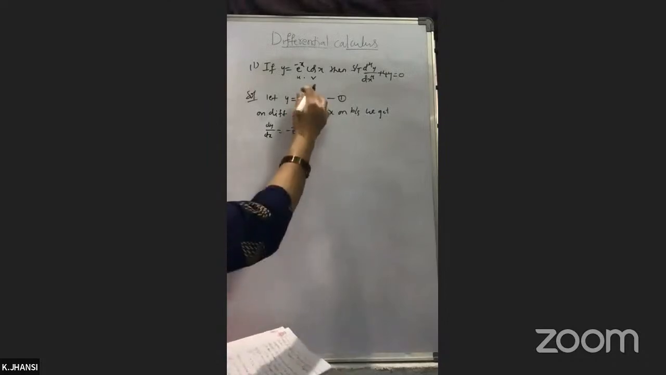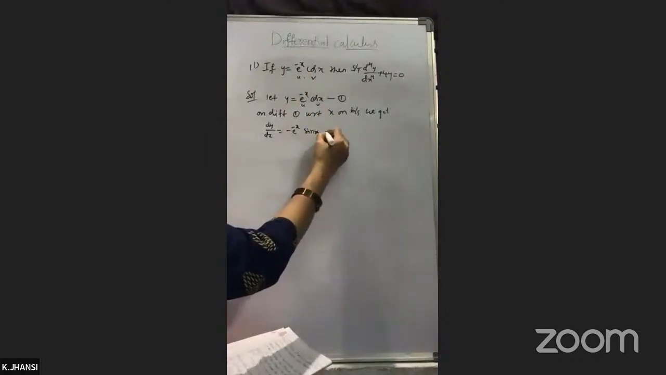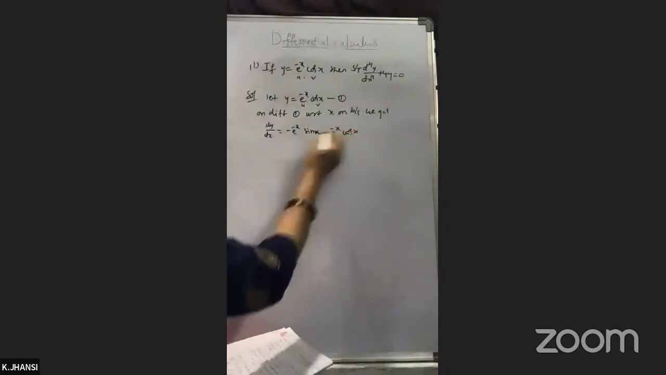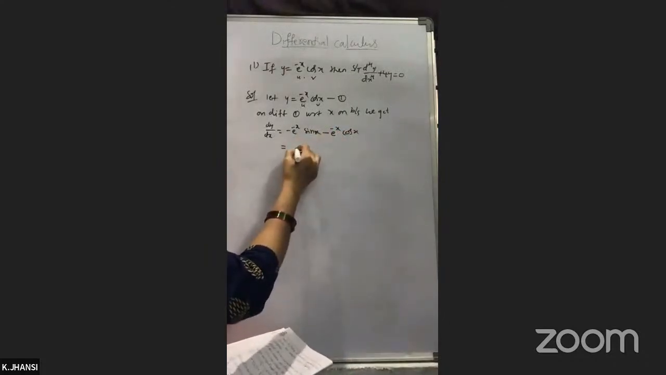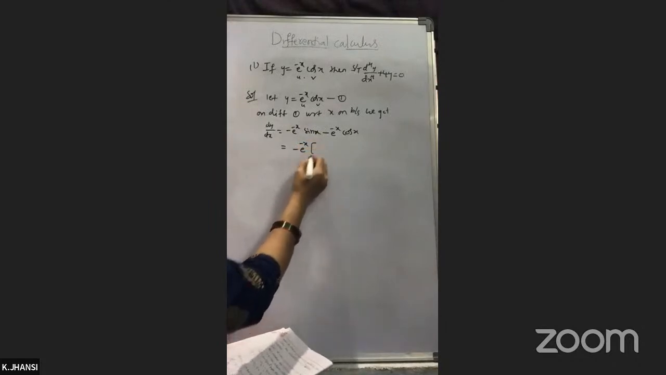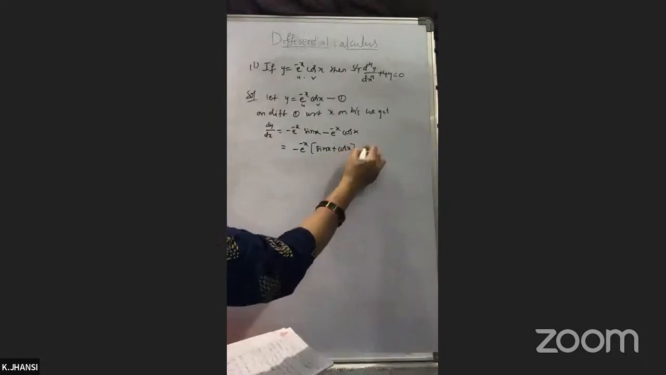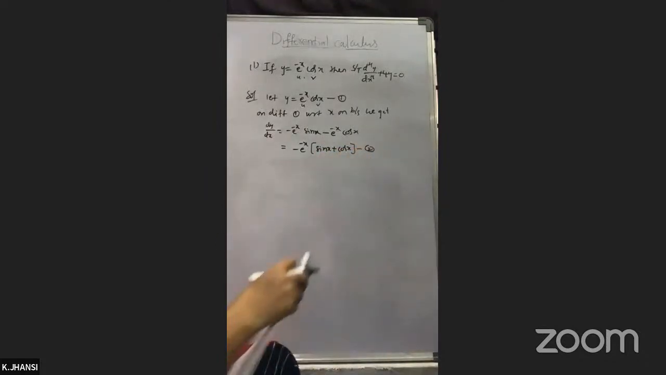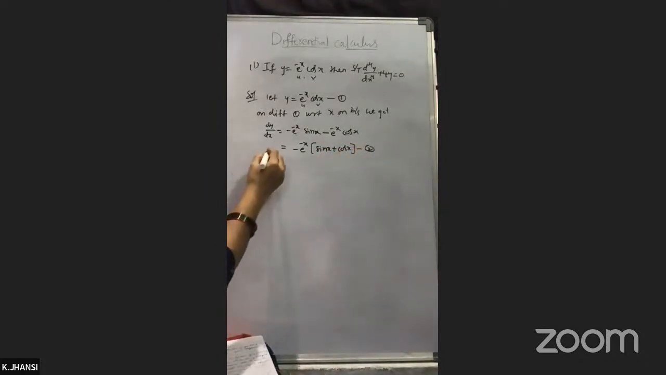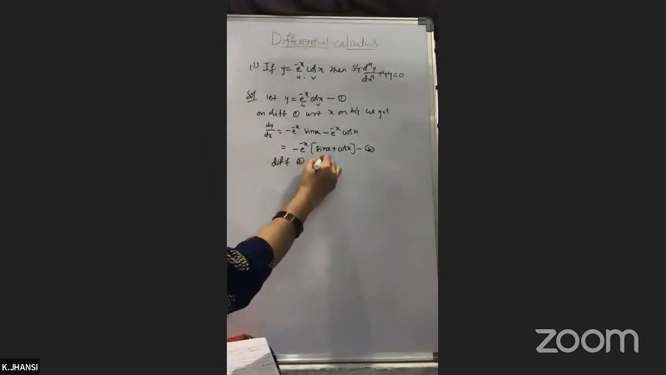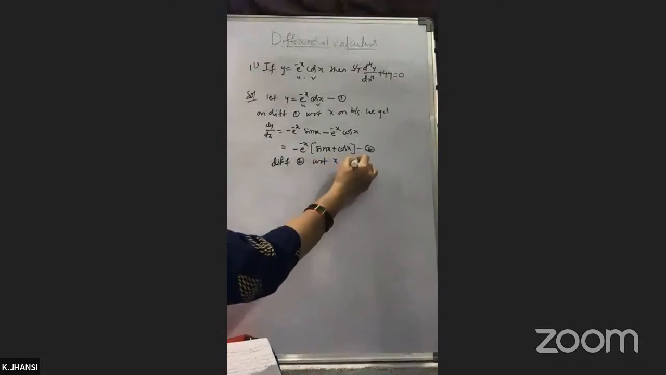So here you get minus e to the power of minus x cos x, you write like that only. From these two you take minus e to the power of minus x as common, so sin x plus cos x, and you take this as equation 2. Now differentiate 2 with respect to x on both sides.